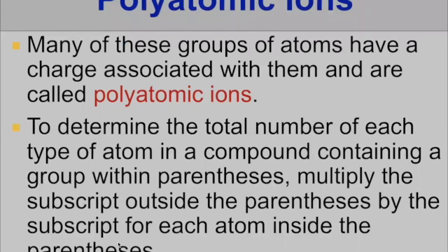So the proper definition is that it's a group of atoms that have a charge associated with them. We are to determine the total number of each type of atom in a compound containing a group within parentheses. We're going to multiply the subscript outside the parentheses by the subscript of each of the atoms inside the parentheses. If you don't know what that means, let me explain it to you.